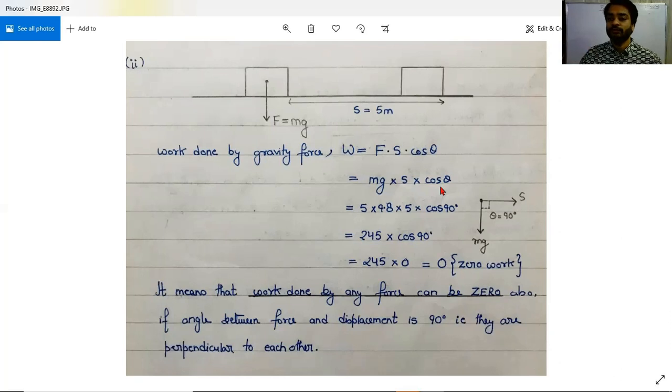So work done can be positive also, work done can be 0 also, work done can be negative also, depending upon the value of theta. Here theta was 90 degree. Okay, displacement is forward direction, and so work done is 0 against gravity or by gravity. So here it means that work done can also be 0.